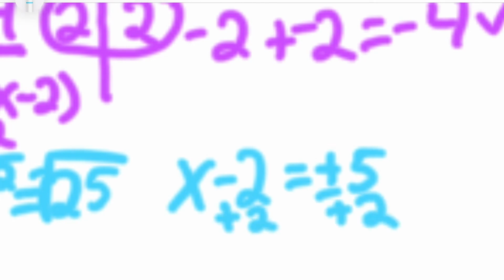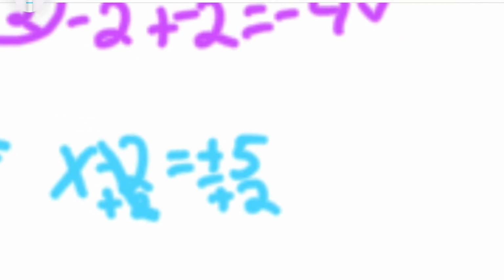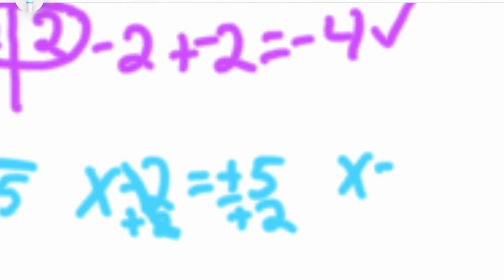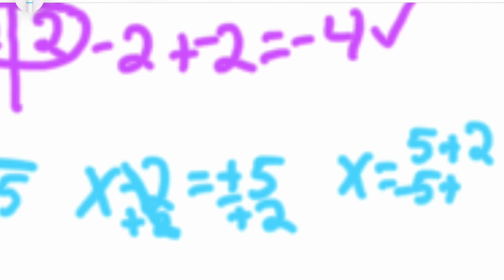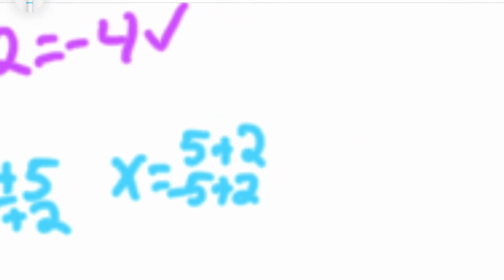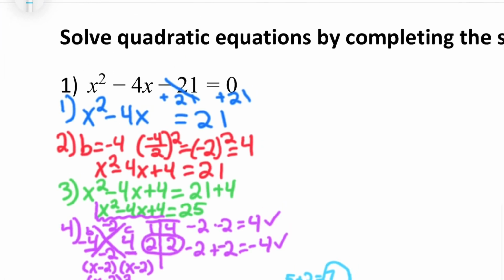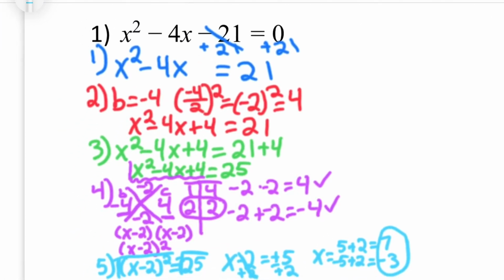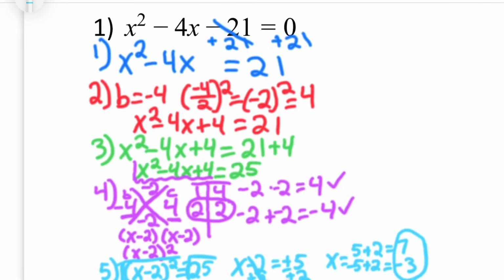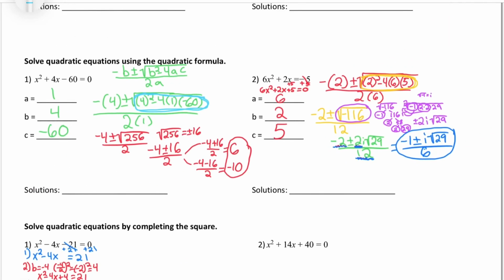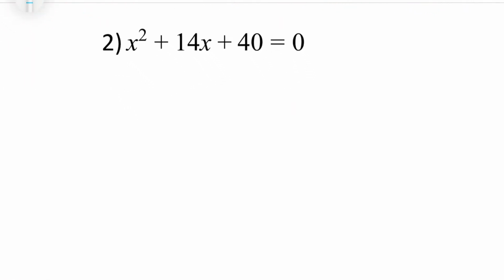Gonna get x by itself, so we have to add 2, add 2. X equals positive 5 plus 2 and negative 5 plus 2, which is the same thing as 7 and -3. So those are my answers for number 1. Alright, so let's do number 2.